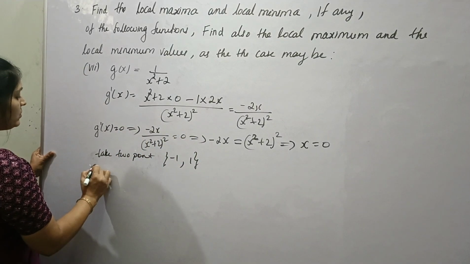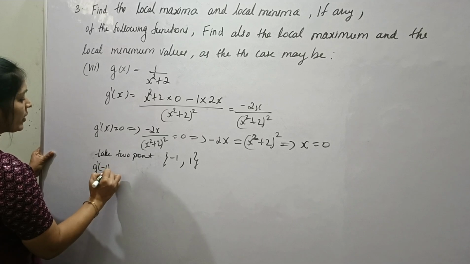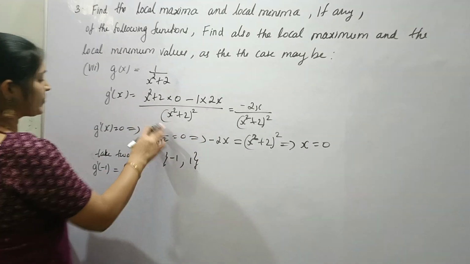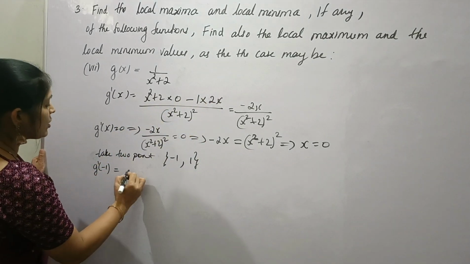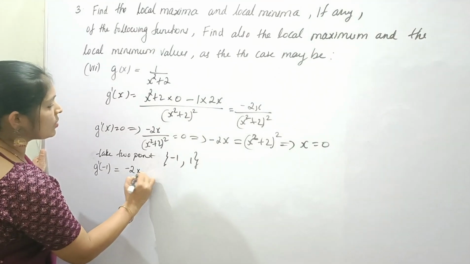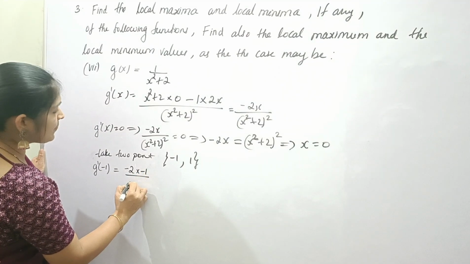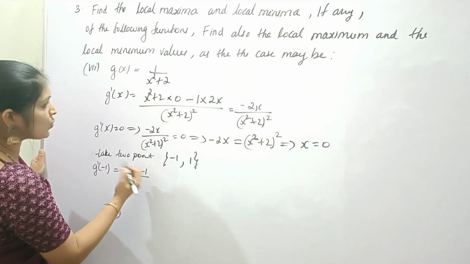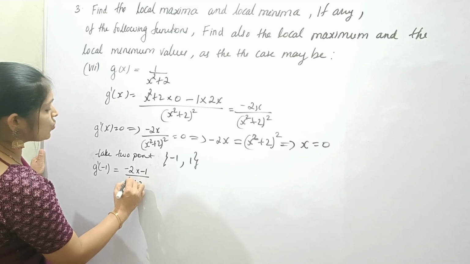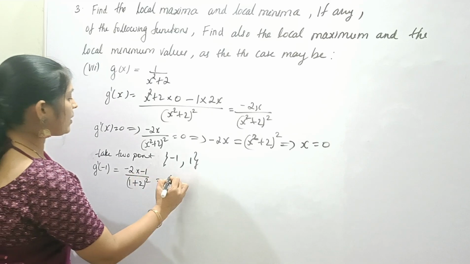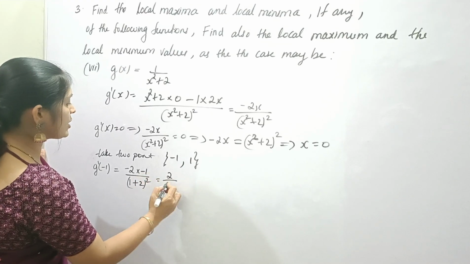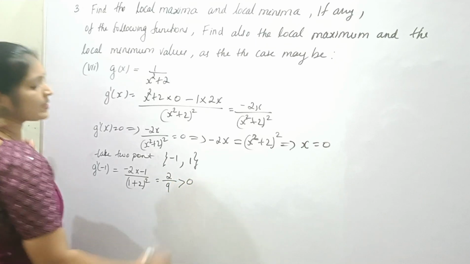So here g dash of minus 1. What is g dash of minus 1? It is g dash of x, right? So minus 2 into minus 1 divided by (x square, that is minus 1 square is 1, plus 2) whole square, that is 2 divided by 3 square, that is 9, it is greater than 0.